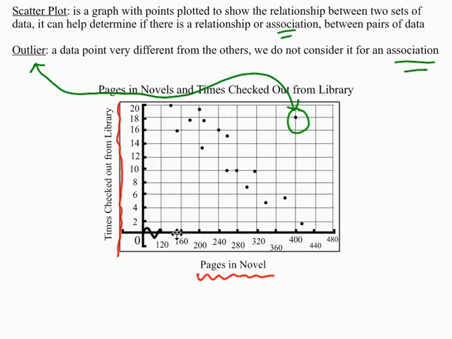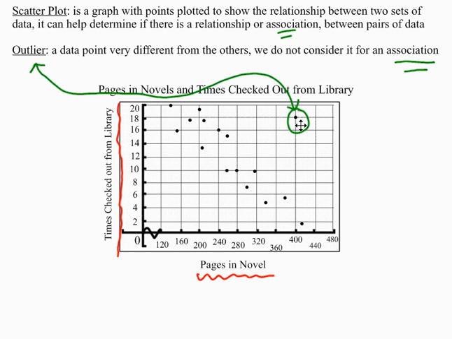If we take a look at the graph here, it gives us some examples, such as a 200 page novel gets checked out about 19 times. We can also see that a 280 page novel gets checked out 10 times, and 320 gets checked out about 10 times. And as it gets more pages in the novel, for example, down here, about 410 pages, it gets checked out about twice. We notice that the bigger the novel, or the more pages in the novel, the times checked out from the library get less and less.